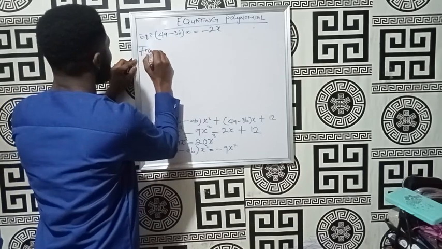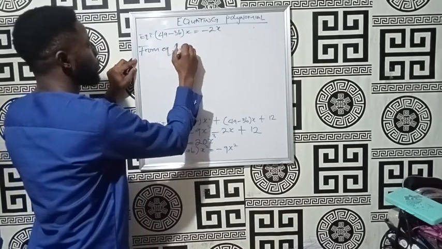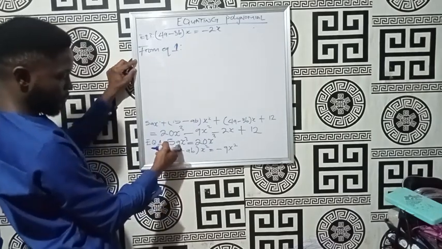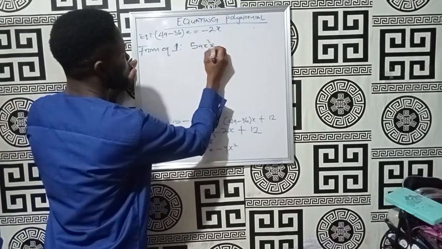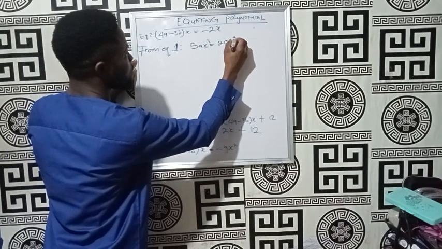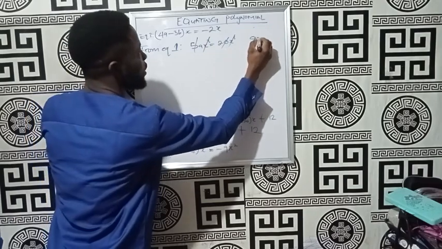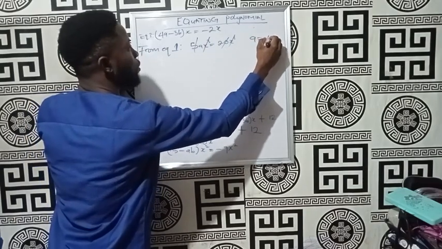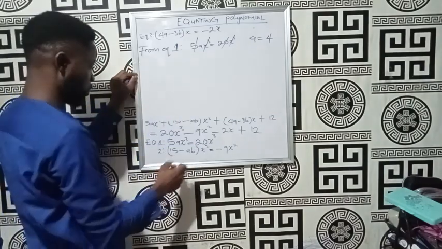Now we can begin to solve from equation 1. From equation 1, we have 5ax cubed equal to 20x cubed. So we can say this goes with this, this goes with this. So our a is equal to 4, right?